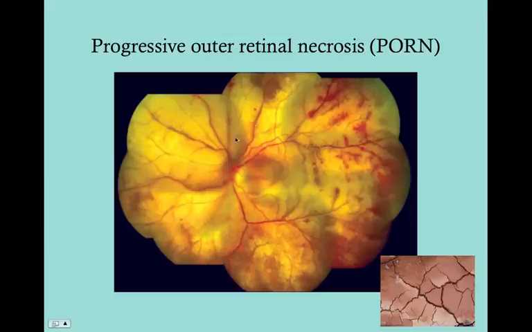Whereas with CMV retinitis, the inflammation just kind of went right through the veins, it covered up the veins, here you can still see the veins and arteries. And that's what gives us this cracked mud appearance. So this is cracked mud here, or like really dry brownies.